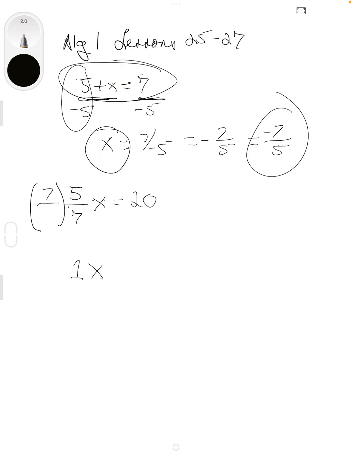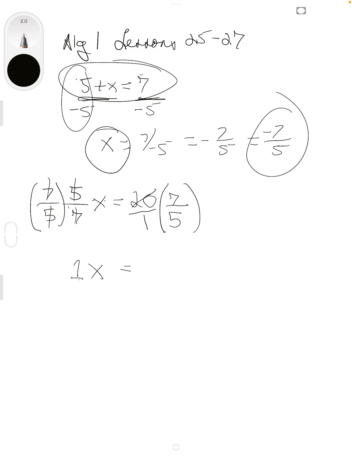And the answer is the reciprocal, or 7/5, because 5 over 5 is 1, 7 over 7 is 1. Then that gives me 1x. But if I do this to the left side, I also have to do it to the right side. Now, notice how I put this as the 7 on the top, the 5 on the bottom, because in my brain I am seeing this. This helps you not think of 20 and 7/5, but 20 times 7/5. So the answer is going to be whatever that is.